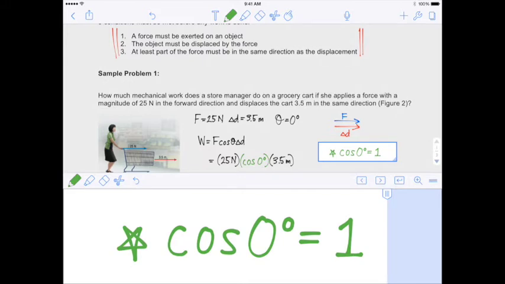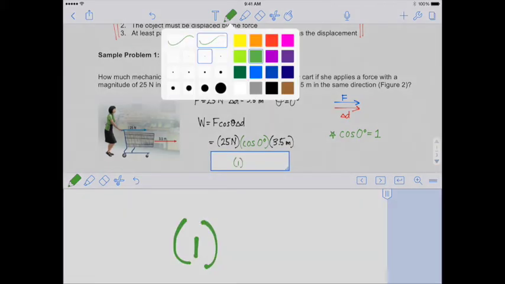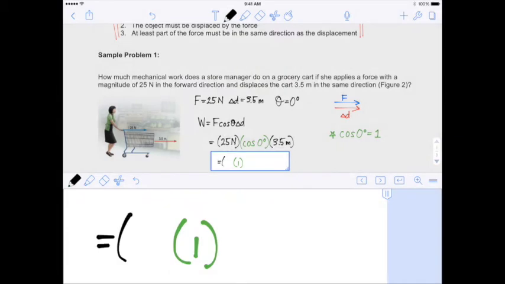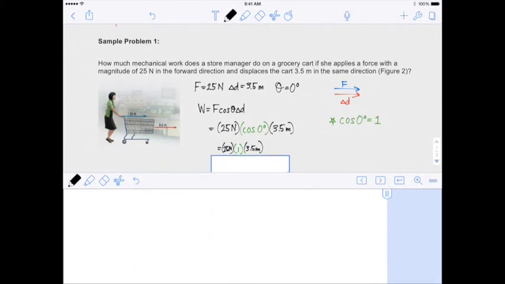So whenever a force and a displacement are in the same direction, we know that this center value here, cos of 0, is always going to be 1. So we can simplify this. This is 25 newtons times 1 times 3.5 meters. So it's as if the cos of theta didn't even affect our answer. If we punch this into our calculator, what do we get for the work done?